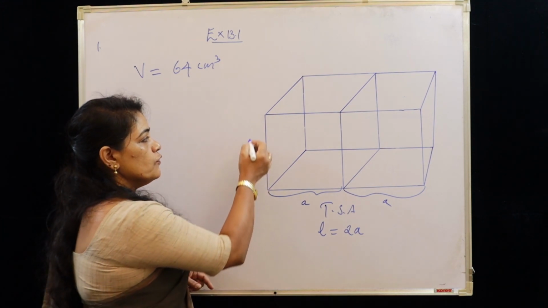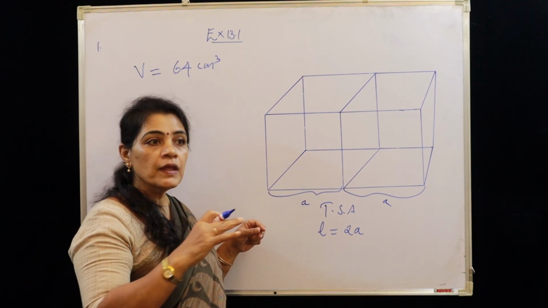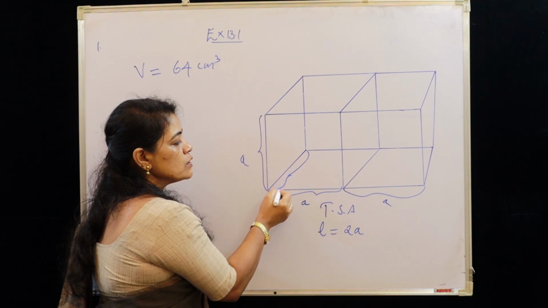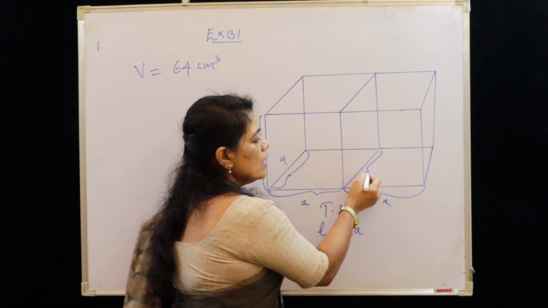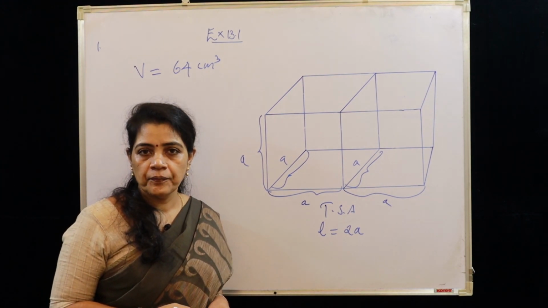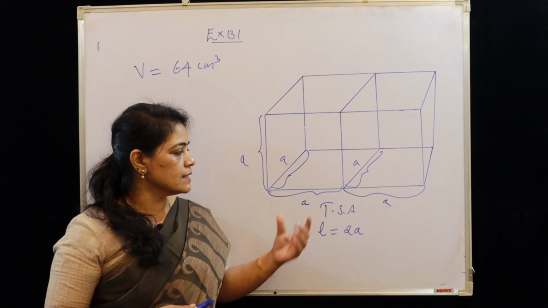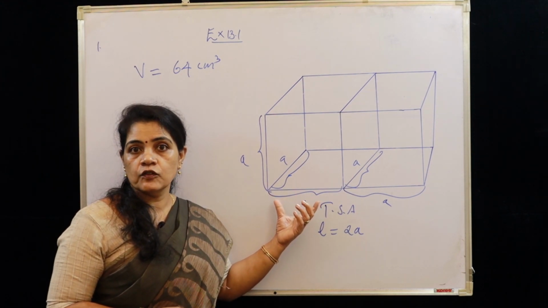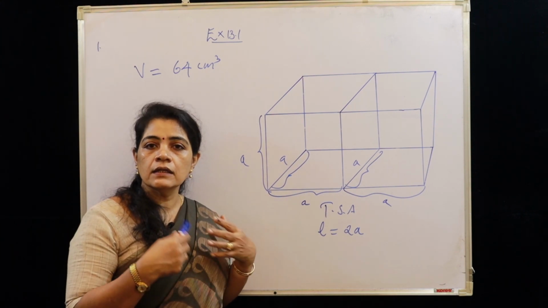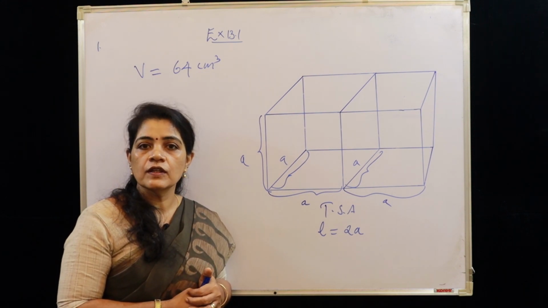Okay, the cube and the resultant cuboid have the same height, that is A, and the same breadth, also A. The other two dimensions, breadth and height, remain the same. So we first have to find the side of the cube, that is A, so that you can apply the TSA of the cuboid and get the total surface area of the resultant cuboid.